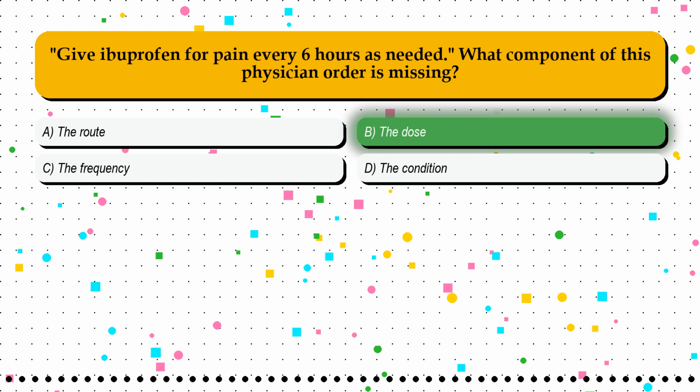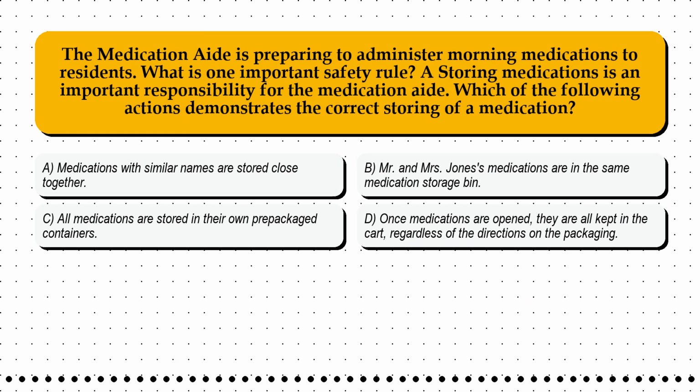The dose. Question 14. The medication aide is preparing to administer morning medications to residents. What is one important safety rule? Storing medications is an important responsibility for the medication aide. Which of the following actions demonstrates the correct storing of a medication? Option A. Medications with similar names are stored close together. Option B. Mr. and Mrs. Jones's medications are in the same medication storage bin. Option C. All medications are stored in their own prepackaged containers. Option D. Once medications are opened, they are all kept in the cart, regardless of the directions on the packaging.